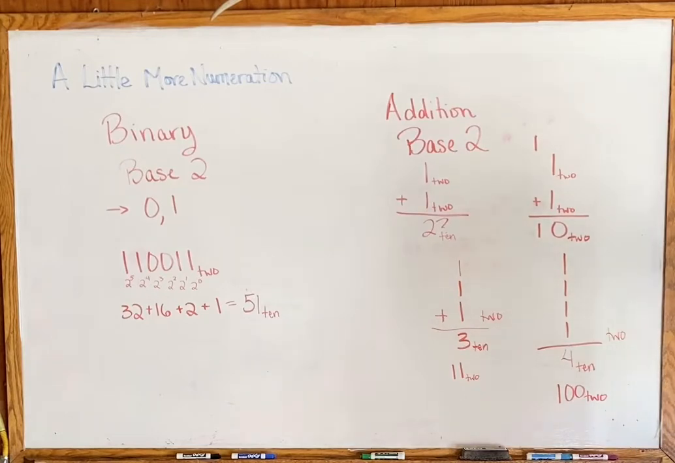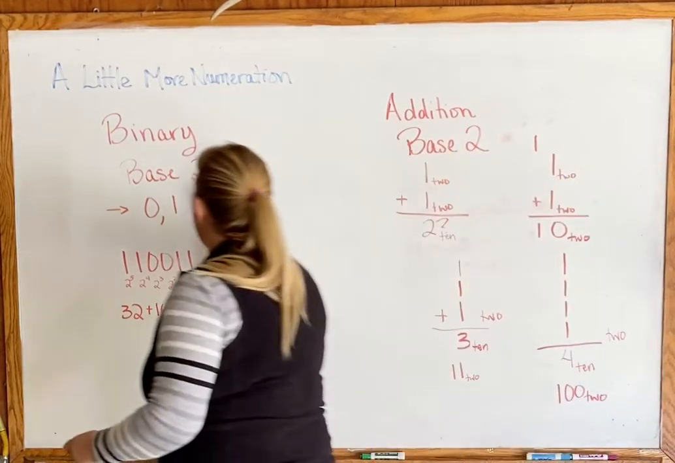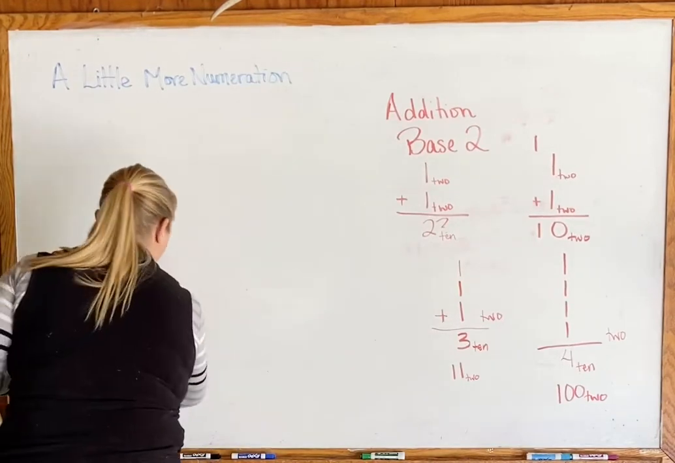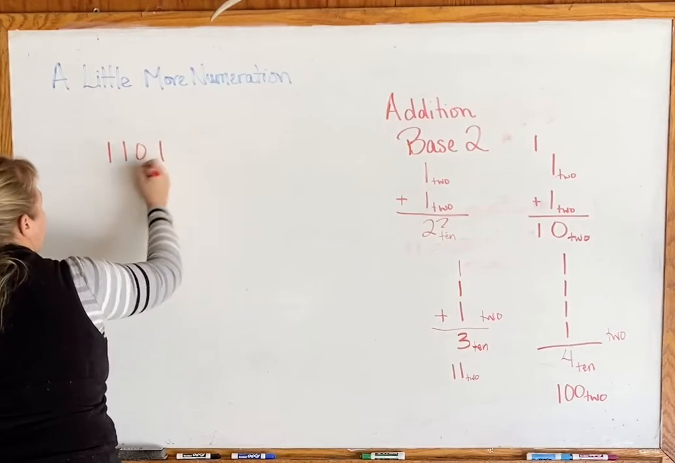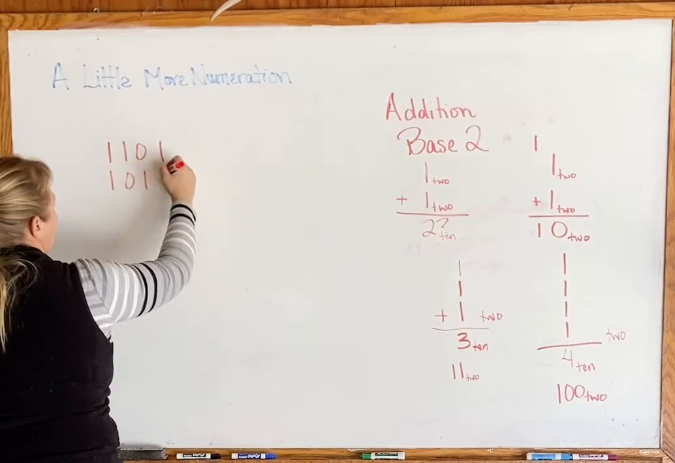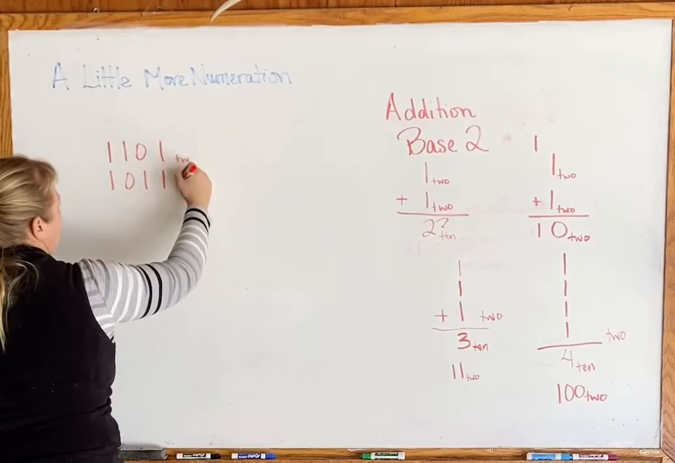Now I know this is tricky, but I've got an example that I want to show you, and this is required in this. I don't think we have to go any trickier than that one. So let's say that we were going to add 1, 1, 0, 1 plus 1, 0, 1, 1, both in base 2.